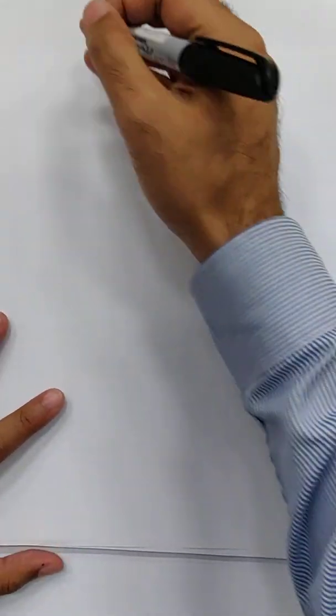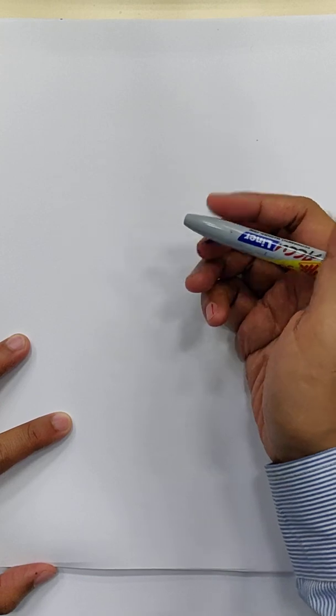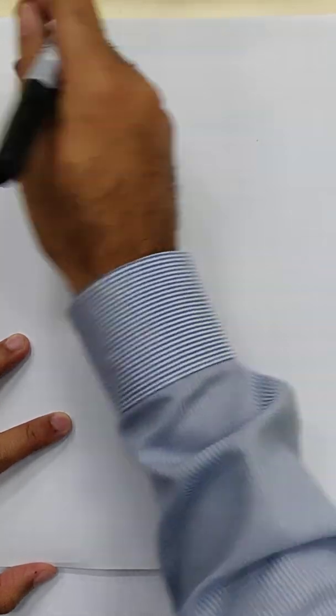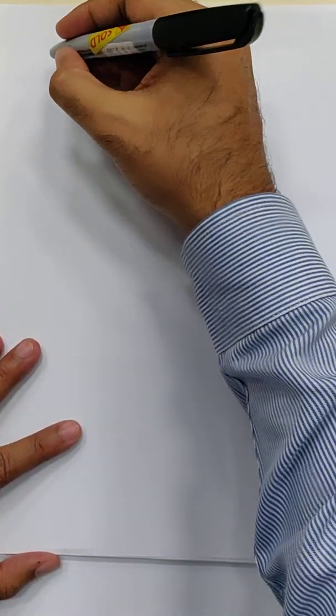Okay, so let's begin. As you can see, there are many types of fractions over here. Until question 9, all of them are fractions. Okay, so number 1.